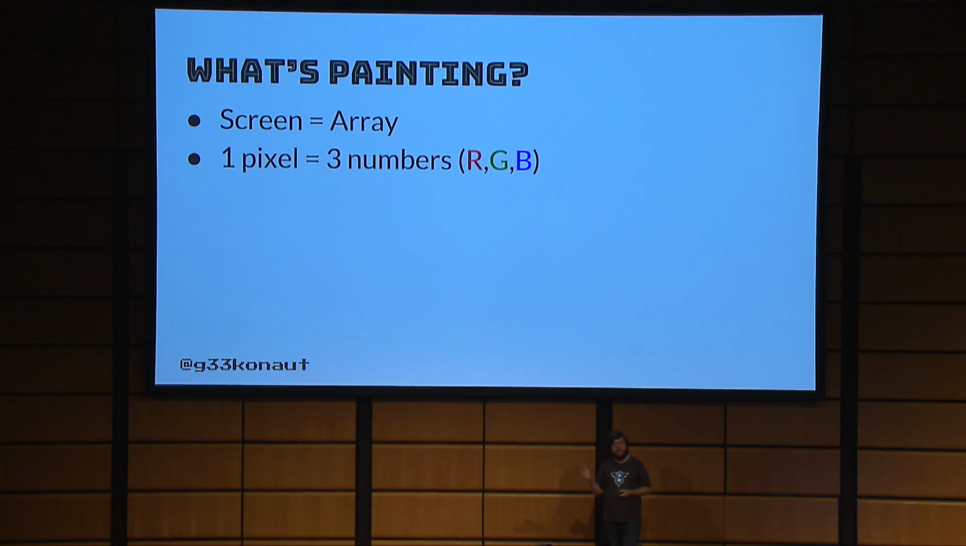So we have 3 values. How bright is the red for this pixel? How bright is the green and the blue for this pixel? And these values are between 0 and 1, or 0 and 255, usually. Why 255? Well, 1 byte, conveniently 8-bit, contains 256 different values, which is 0 to 255. So that's where that comes from.